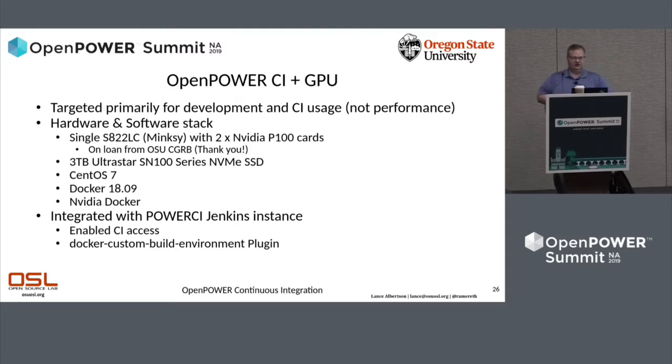These systems have an NVMe on it, so we have Docker mounted onto that, so we get really good I/O. And we're using Nvidia Docker so that we can do several different types of platforms on there as you need, all on that same GPU system. So we've integrated it into the PowerCI Jenkins instance.